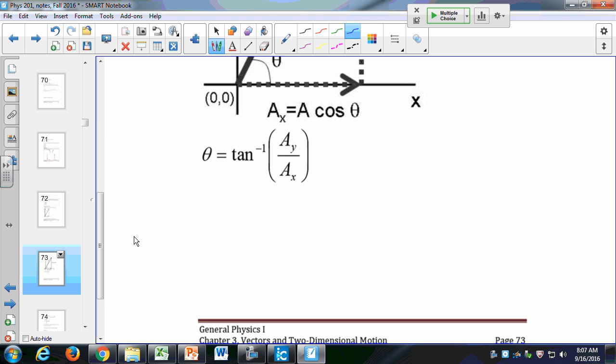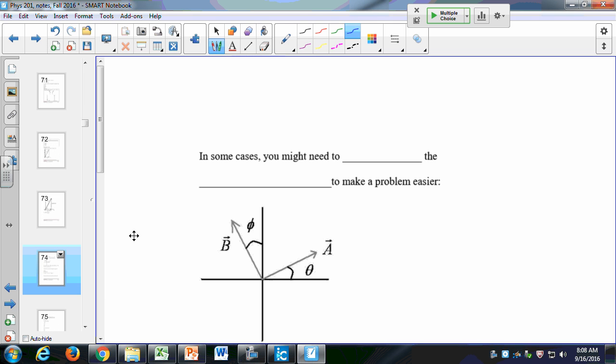All right, we can also find the angle. If I know AX and AY, the angle is the inverse tan of opposite over adjacent. So what is it? AY over AX. All right, if that's not familiar, don't sweat it. We're going to get into it a lot. You'll get a lot of practice with it.